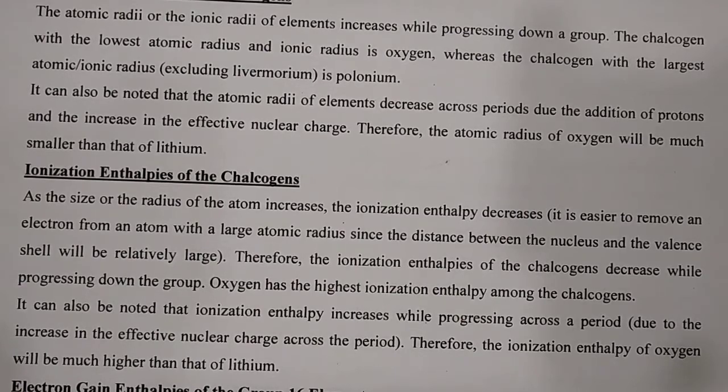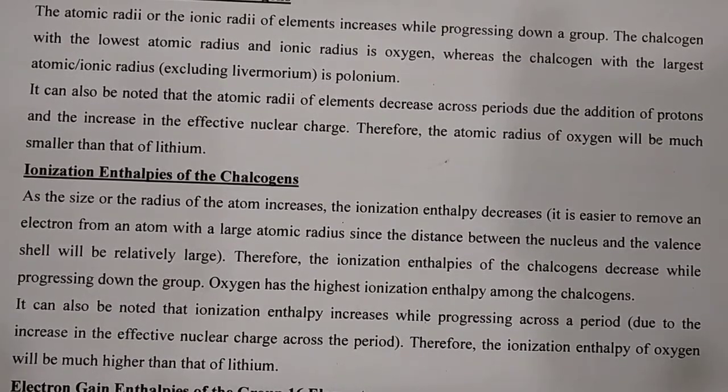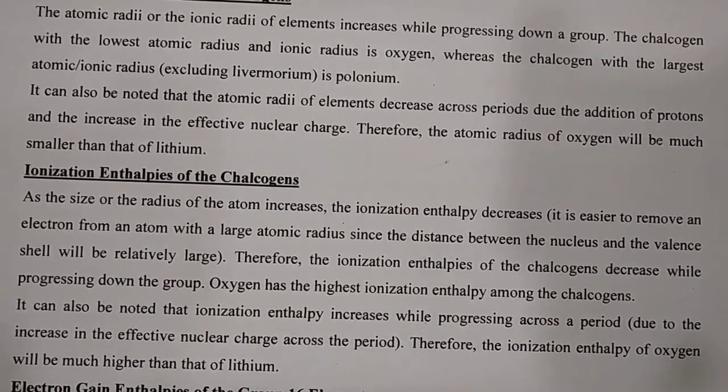सल्फर के केस के अंदर भी ऐसा होगा, बट नीचे चले जाओगे तो सेलेनियम एंड टेल्यूरियम के बारे में बात करेंगे तो दे हैव पॉजिटिव ऑक्सीडेशन स्टेट. So let's start with ionization enthalpy. As the size or the radius of the atom increases, ionization enthalpy decreases. It is easier to remove an electron from an atom with a larger atomic radius since the distance between the nucleus and the valence shell is relatively large.